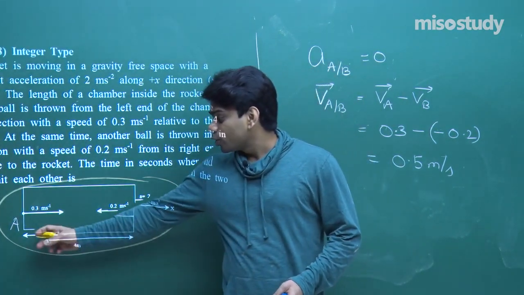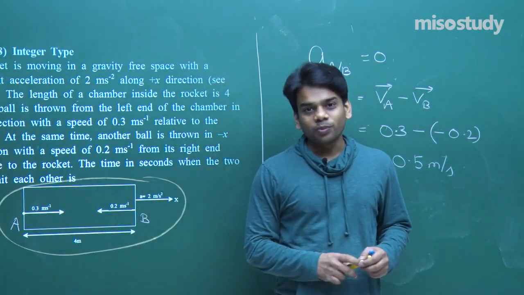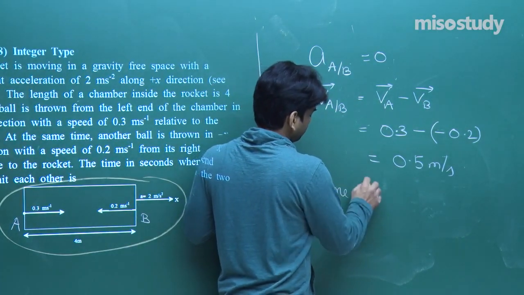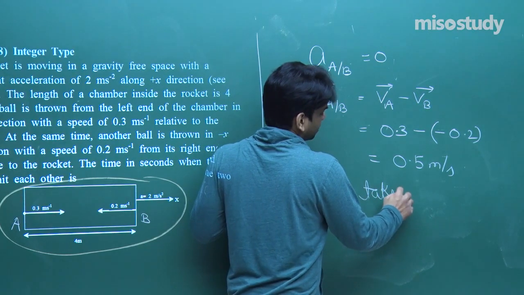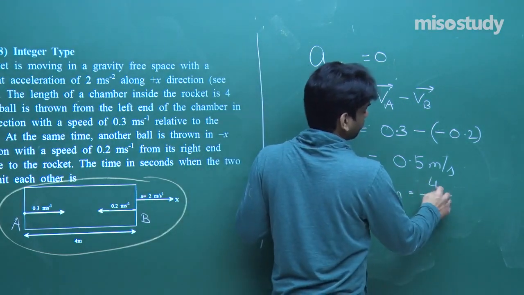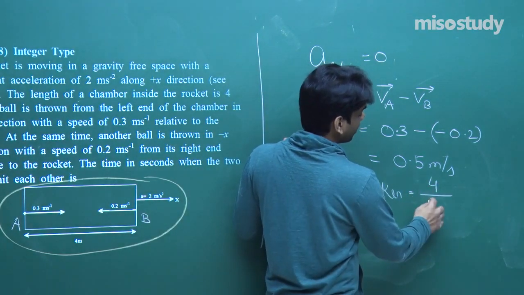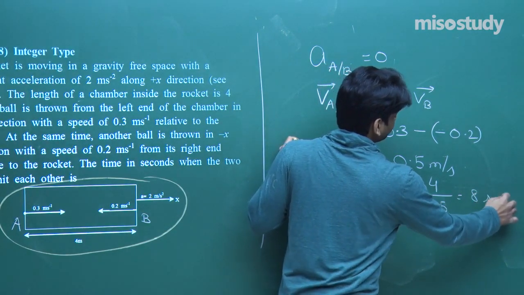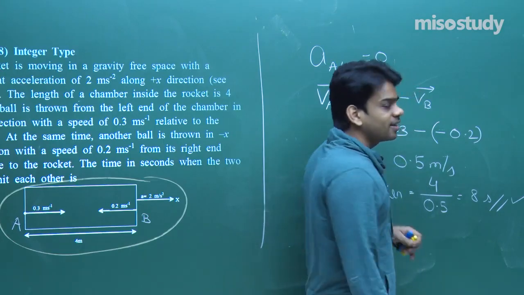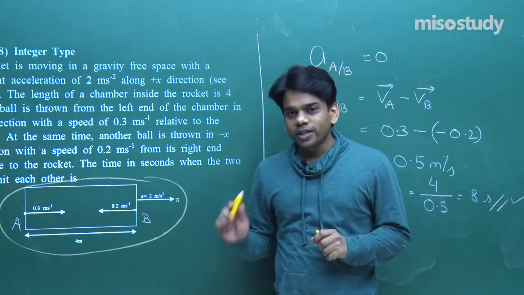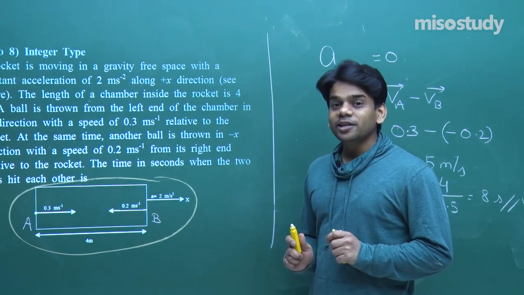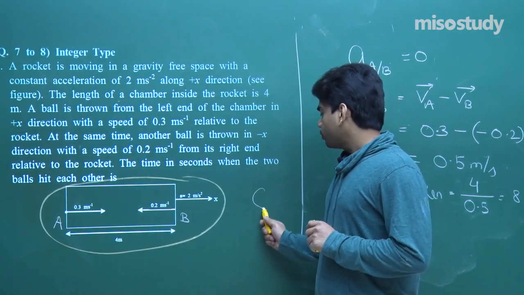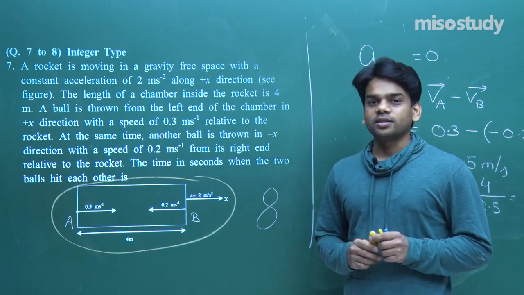The total distance to be traveled to hit B is 4 meter. So the time taken will be simply the total distance divided by the speed, 4 divided by 0.5, that will be 8 seconds. This is the right answer, 8 seconds. So it is an integer type, you have to fill the answer 8 in your OMR sheet. Wherever 8 is given, you have to encircle that part.